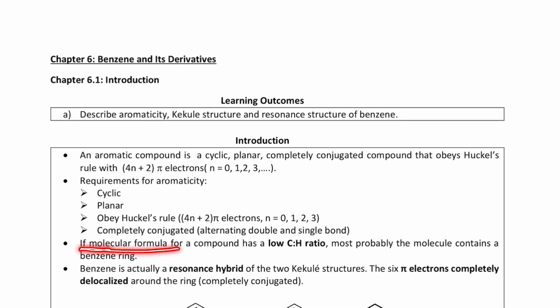If molecular formula of a compound has a low carbon to hydrogen ratio, okay, most probably the molecule contain benzene ring. Yes, okay, so ini bila kamu jumpa soalan nanti, kalau dia punya number of carbon dan number of hydrogen dia tu macam dekat-dekat je number dia. Contoh C6H something, so H6 katakan. Okay, so C6H6 adalah benzene sebenarnya. Okay, so kalau kamu jumpa ratio yang carbon to hydrogen dia rendah, so most probably your compound tu ada benzene.